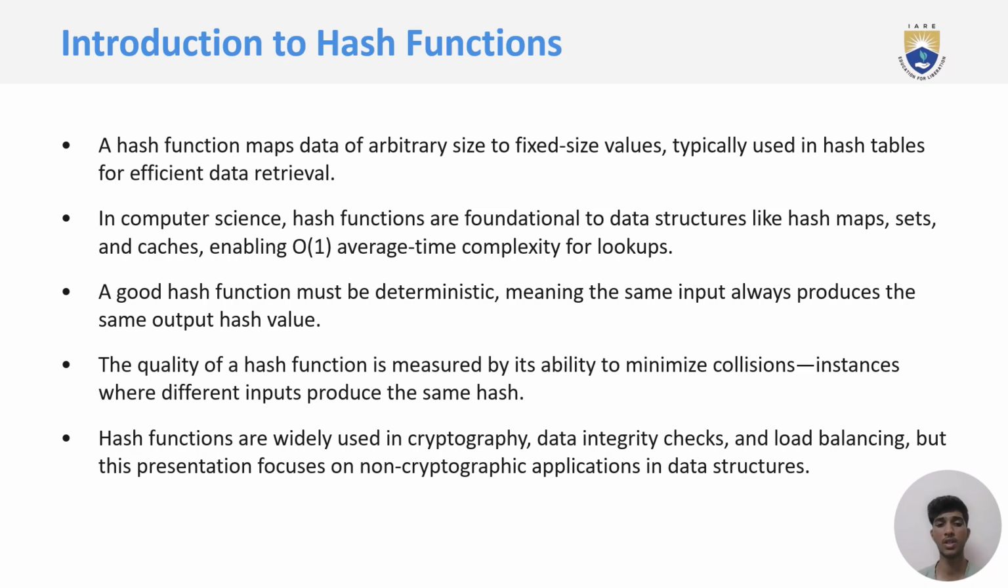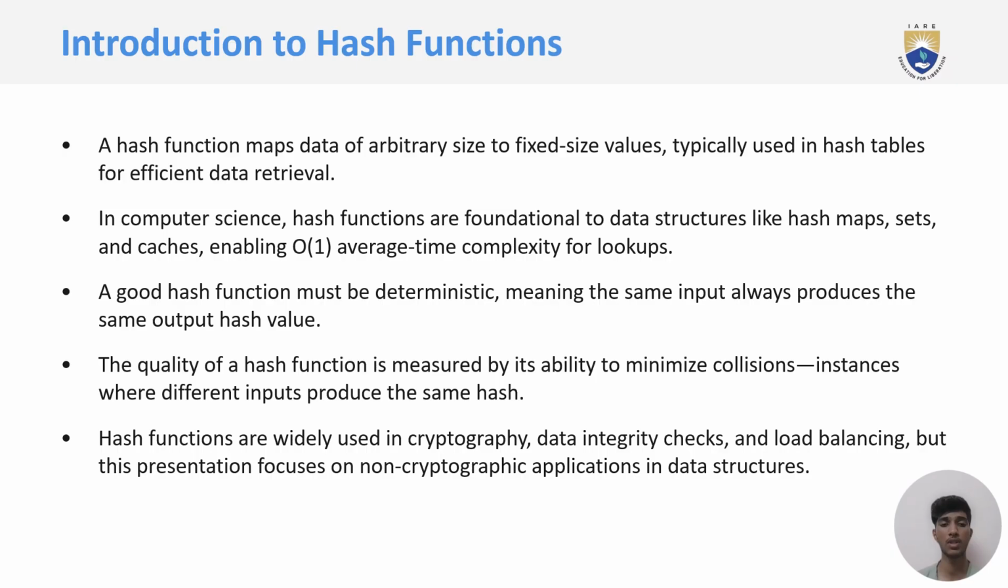A hash function is a function that converts data of any size into a fixed size value called a hash value. This hash value is usually used as an index in the hash table, which allows a very fast data retrieval. One of the main advantages of hash tables is that they provide average time complexity of O(1) for each search, insertion, and deletion.